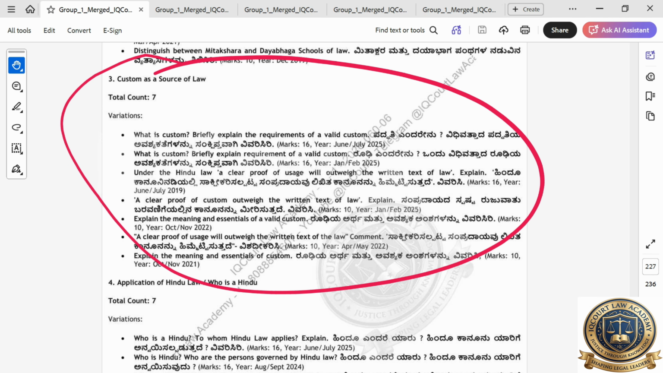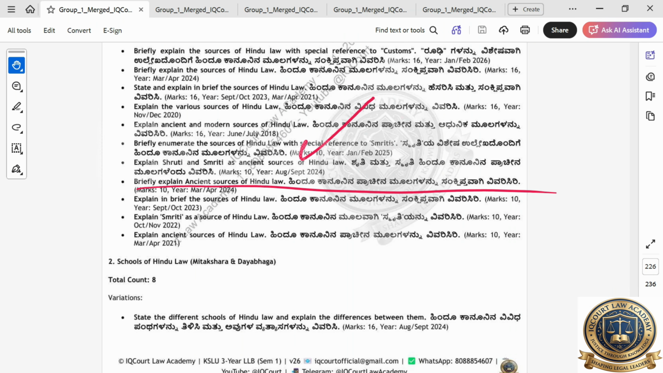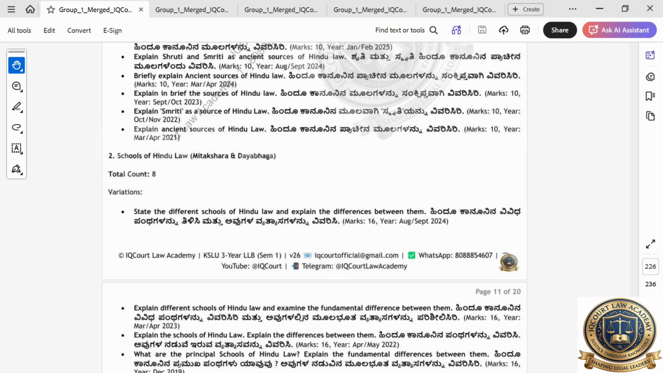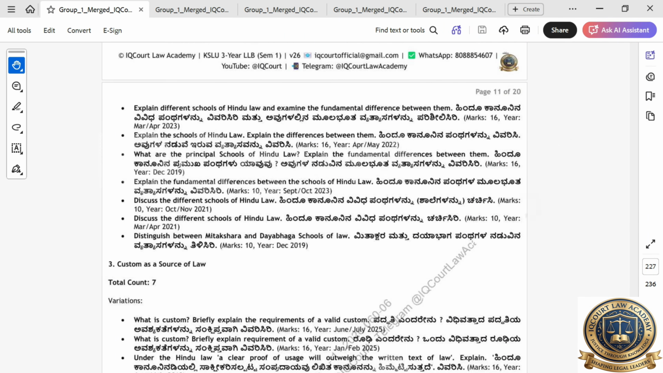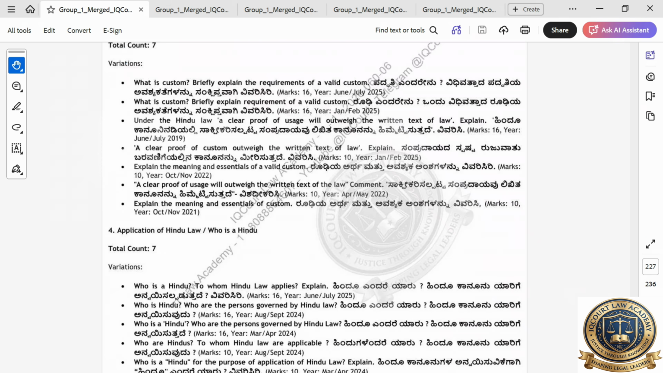Next question, custom as a source of law. What is custom? Briefly explain the requirements of a valid custom. See, in this they may also ask about ancient sources of Hindu law. This is a sub-question, a part of this, but they are asking specifically about valid custom. A clear proof of custom outweighs the written text of law, explain. Explain the meaning and essentials of a valid custom. Explain the meaning and essentials of a custom.